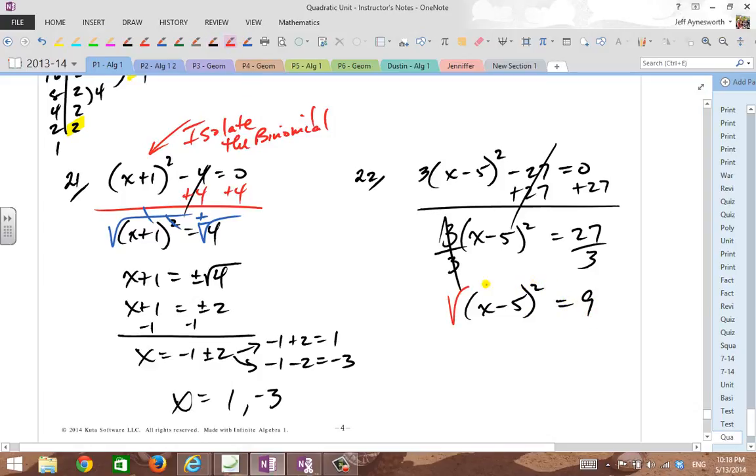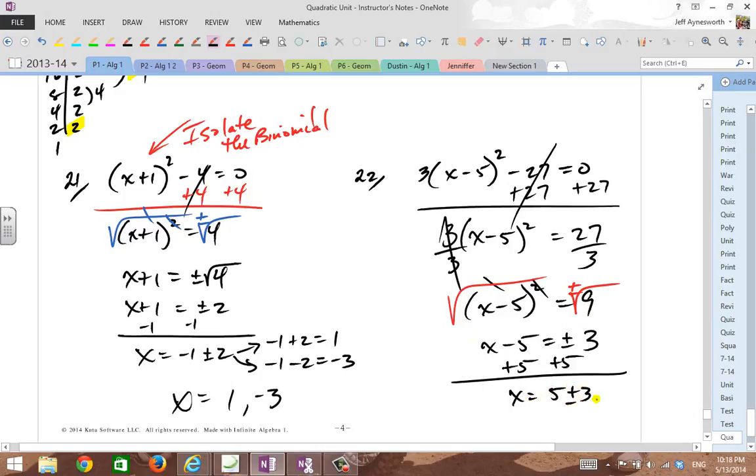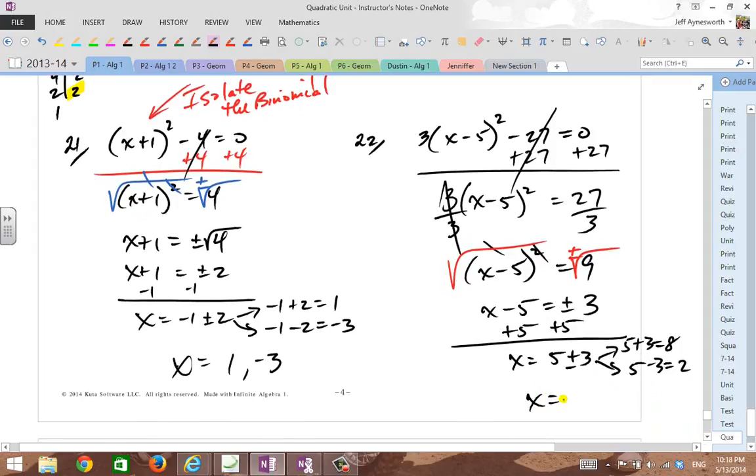At this point, we square root both sides and put the plus or minus symbol in here. And the square root cancels out the square, giving you x minus 5 equals plus or minus 3. And after we add 5, we get x is equal to 5 plus or minus 3. Since 5 plus 3 is 8, that's one solution. 5 minus 3 is 2, and that's our second solution. And we're done at this point, x equals 2 and 8.